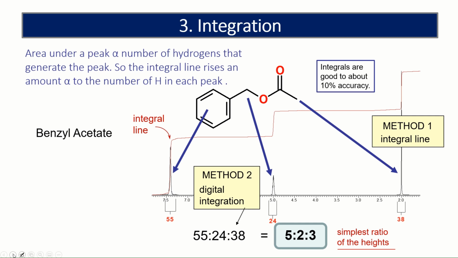Integration, if we look back at the benzyl acetate that we saw earlier, is the number of protons relative to each other. And here we have 3 signals in the benzyl acetate, and it's a 5 to 2 to 3 ratio, and that literally tells you the relative amount of hydrogens to each other.